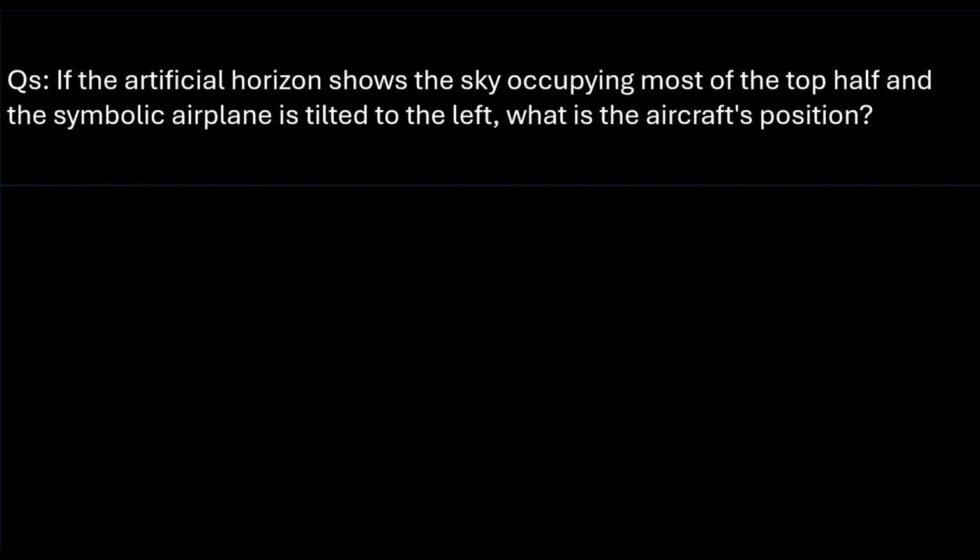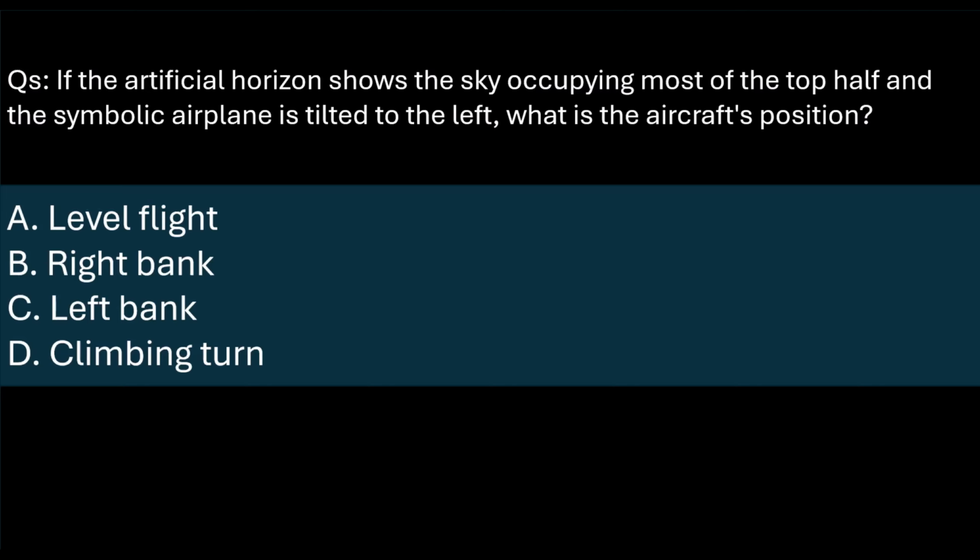So our first question is, if the artificial horizon shows the sky occupying most of the top half and the symbolic airplane is tilted to the left, what is the aircraft position? So you need to assume. First one is level flight, second is right bank, third is left bank, and fourth is climbing turn. Here you can see the sky occupying most of the top half and the symbolic airplane is tilted to the left. So I think it's a left bank.